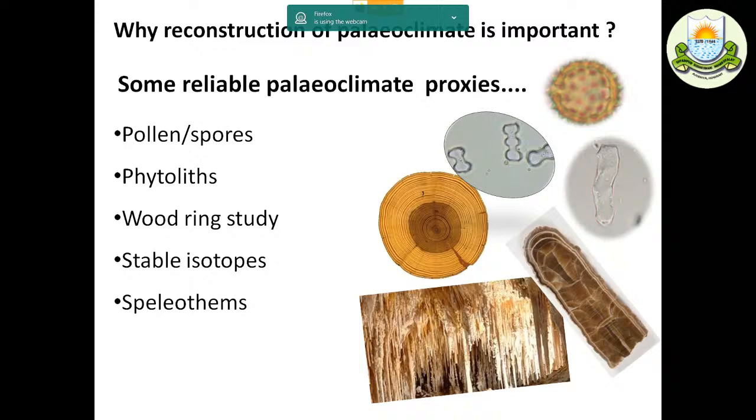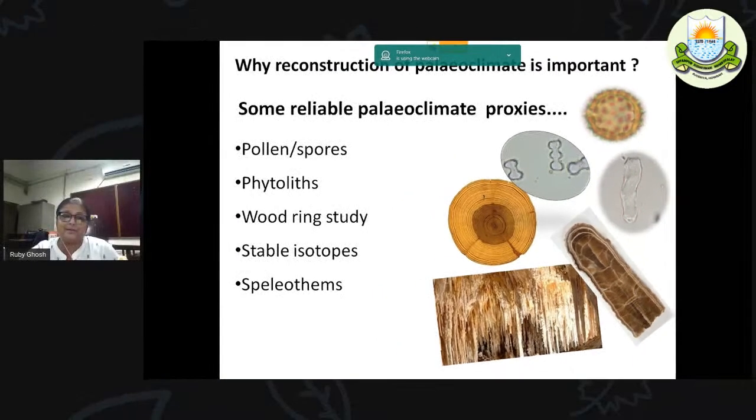Stable isotopes can identify the source only. They can identify a terrestrial plant, but cannot discriminate whether it is a herb, shrub or tree, etc. Speleothems are also very important, but we have to find them in caves, and you won't find caves everywhere. So we need some other proxy which can overcome these demerits. Let's see what phytoliths can offer.